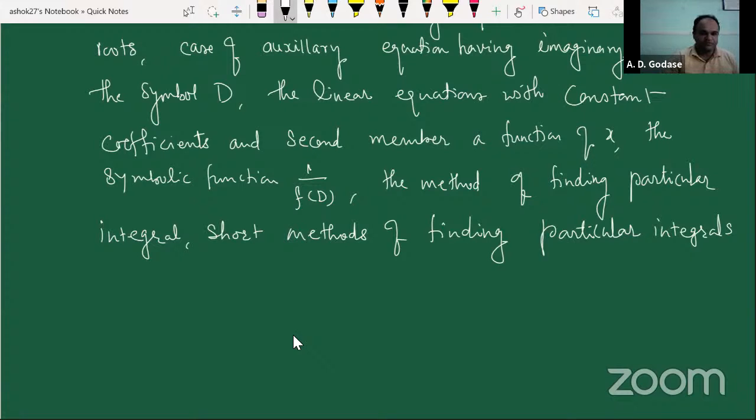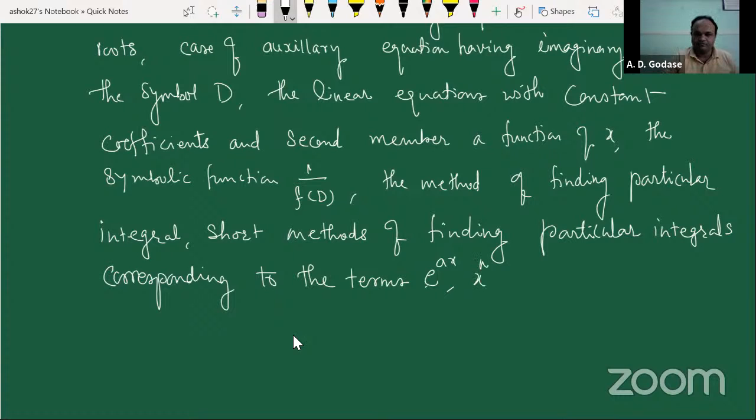Integrals corresponding to the terms: first, e raised to x, then x raised to m, then sin x, cos x, then e raised to x into V, and last, x into V. So capital V is another function of x in the second member.